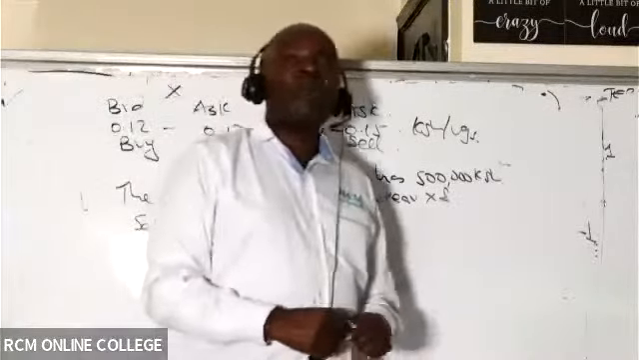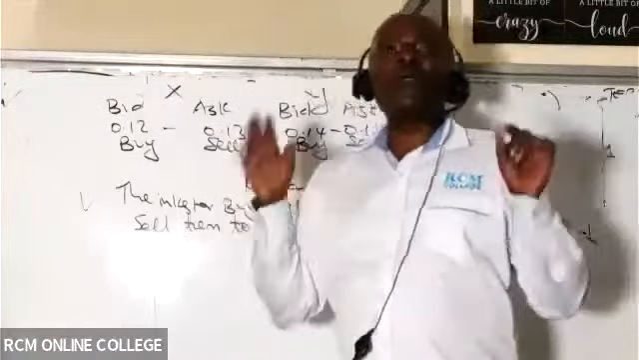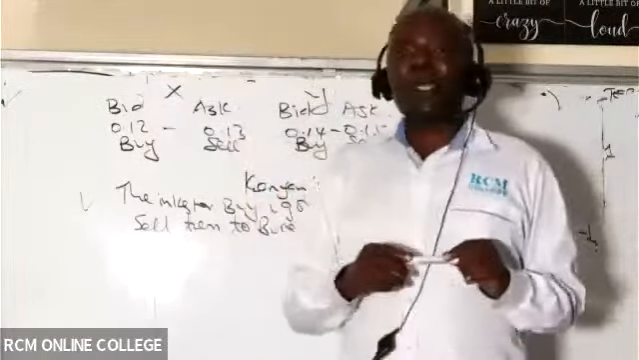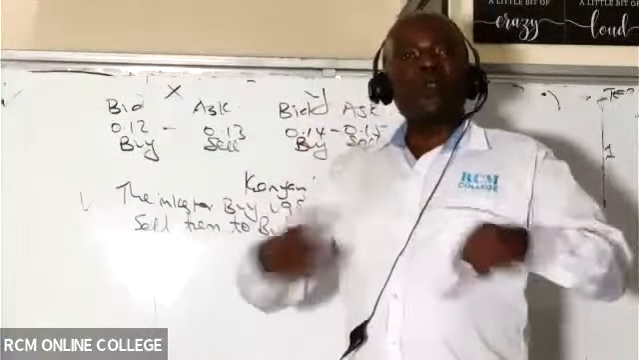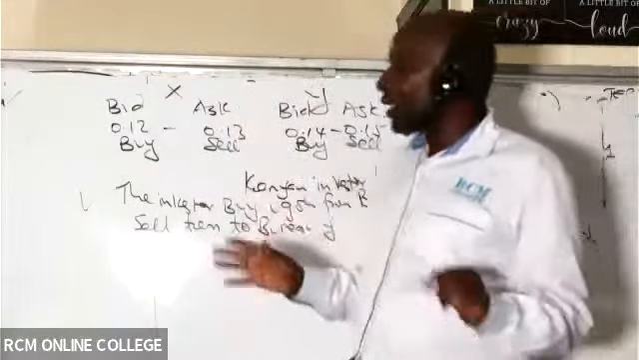Route number 2 will be buying from Y and selling to X. But first of all, we finish with the first route. If the first route gives us a profit, we forget about the second route. So we pray that the first route gives us a profit.